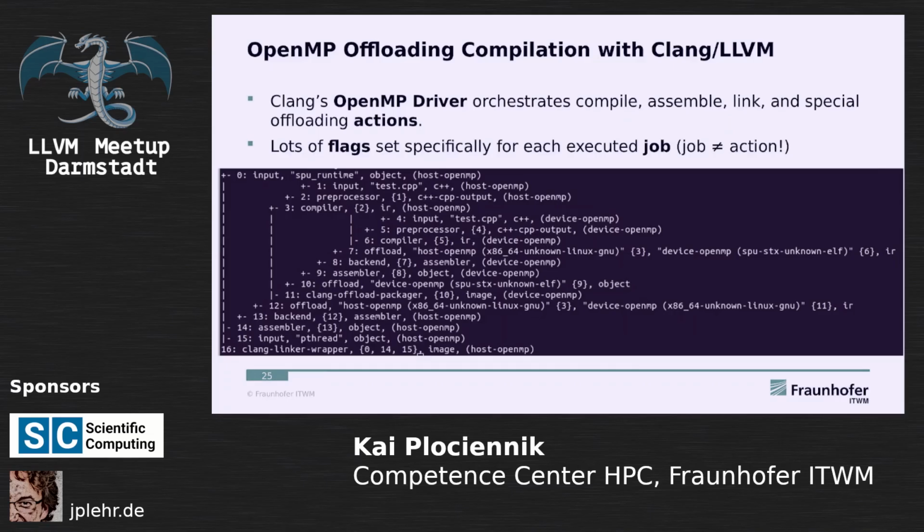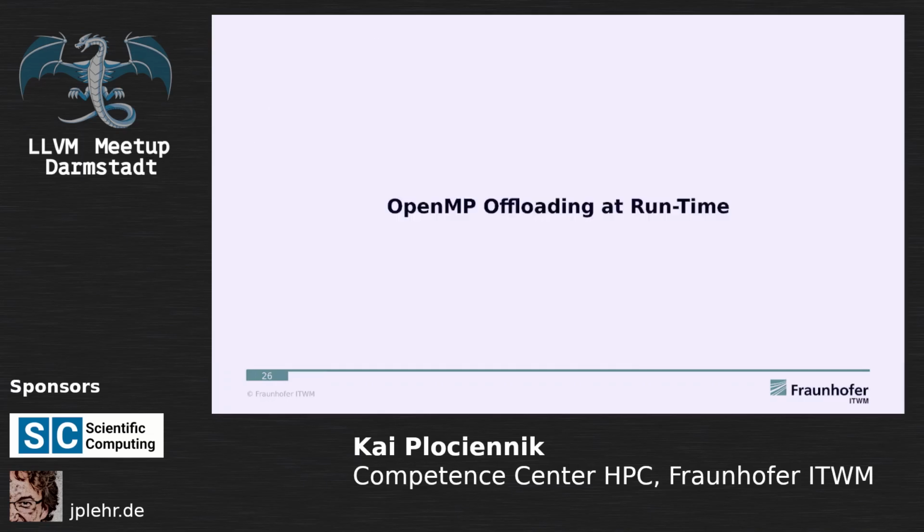Well, and all this is done automatically behind the scenes when you do clang++ -fopenmp-targets=, and that's why it's convenient for the user, because you get a single fat host binary and simply start it and get your single source file approach. Okay, so how is OpenMP offloading at runtime done in LLVM?